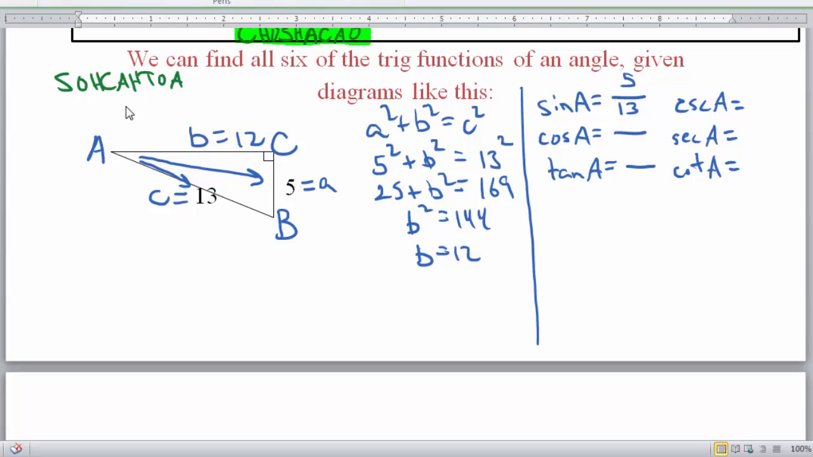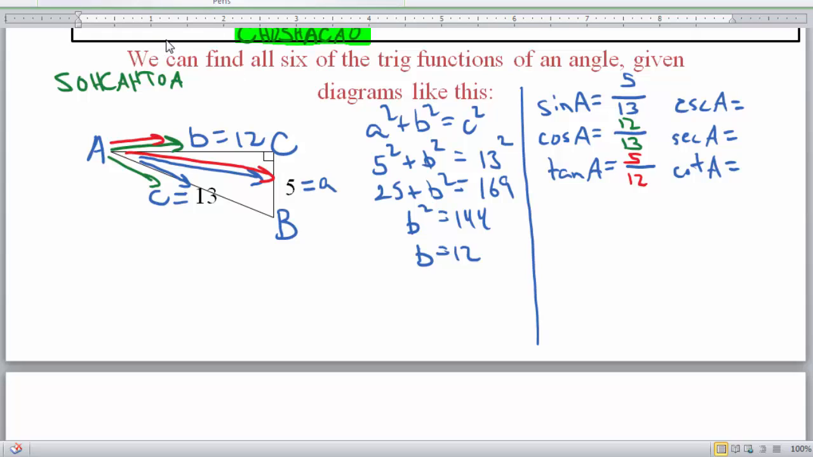The cosine of A: cosine is adjacent over hypotenuse, so the leg adjacent to angle A is going to be B, which is 12, so this is 12 over the hypotenuse, which is still 13. And then when I do tangent, I'm doing opposite over adjacent. We said the side opposite was 5, and the side adjacent was 12. So this is going to be 5 over 12.